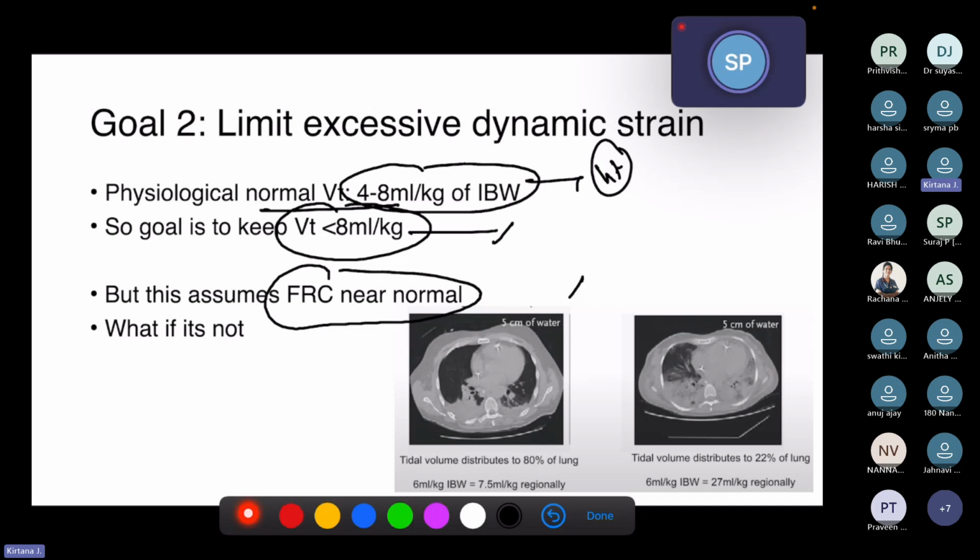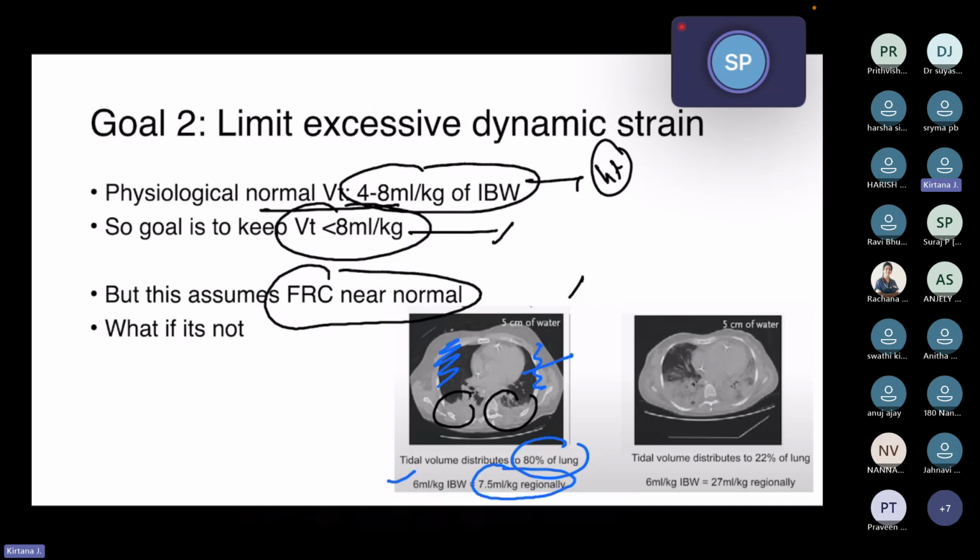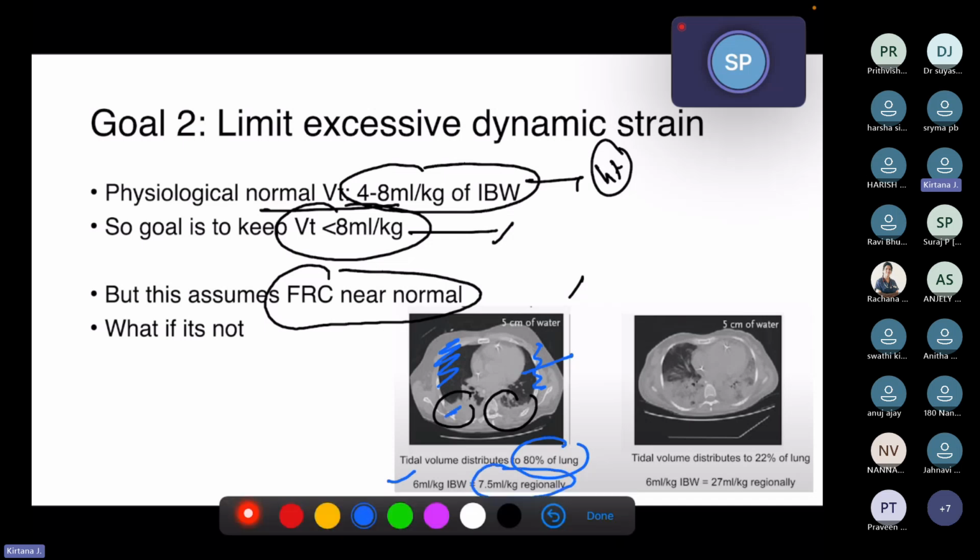Just look at this example. So this is the patient. We can see that the bilateral lower lobes are consolidated. They will not be participating in ventilation. Now, if you give the patient a tidal volume, this tidal volume will get distributed to the available lung, which is roughly 80% of the lung. So if you give 6 ml per kg, what you're actually giving to this available lung is 7.5 ml per kg, because these lower parts are not contributing to ventilation. They are not getting distended.